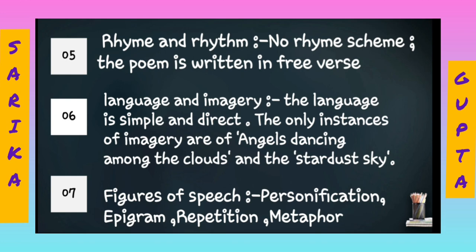So imagery means when you read about something, you start imagining and you picture out that this is what is being explained in the poem. So here the imagery is angel dancing among the clouds and the stardust sky. Figure of speech: personification, epigram, repetition, and metaphor have been used in this poem.